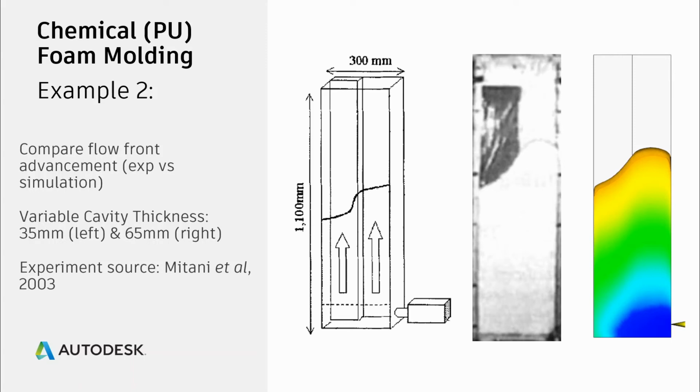This cavity being filled has 2 thicknesses. On the left is a 35 mm thick region, and on the right is a 65 mm thick region. So the flow will advance differently according to the different thicknesses. And we see that pattern in a photograph of the molding experiment and also of the simulation. As is common in polyurethane molding, the injection position is at the bottom of the cavity where the unfoamed polymer is first introduced, and then the foaming causes it to rise and fill the cavity.